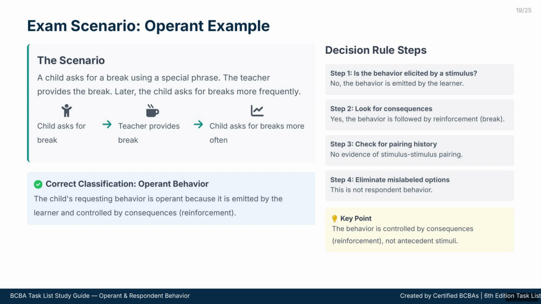In this scenario, a child asks for a break, receives the break, and later asks for breaks more frequently. The behavior is emitted by the learner and reinforced by the consequence. There is no stimulus pairing. This is clearly operant behavior, controlled by reinforcement.